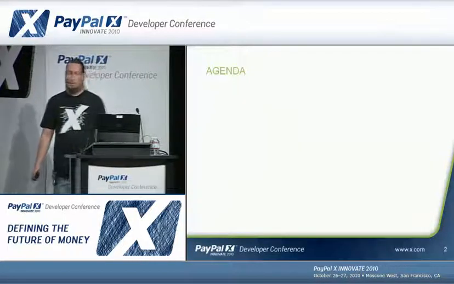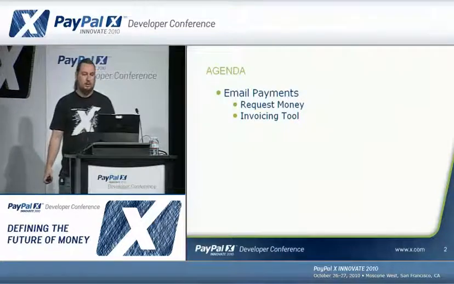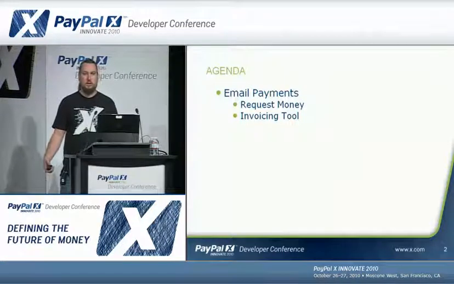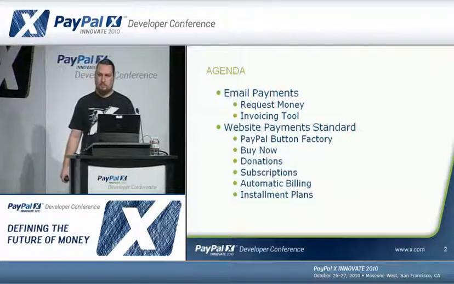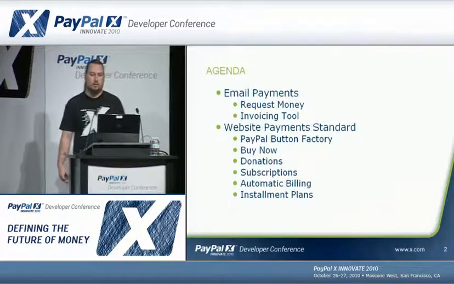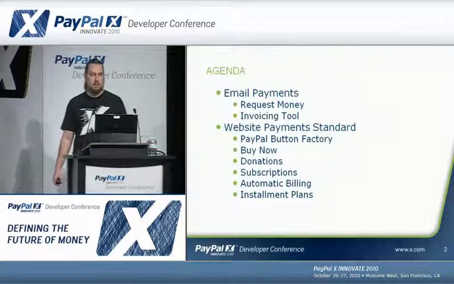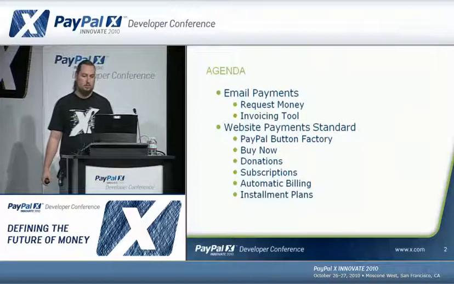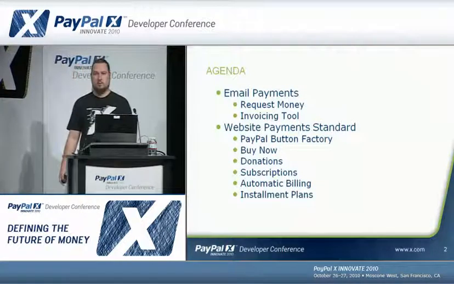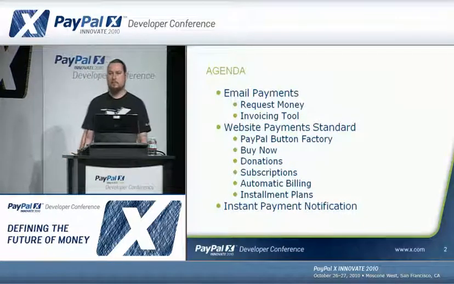So, our agenda for today, we're going to be going over email payments as well as the request money and the invoicing tool. We also have our website payment standard, which includes our PayPal button factory, where you can create our different button types. We have our Buy Now button, donations, subscriptions, automatic billings, and the installment plan. And we'll also be covering the instant payment notification.